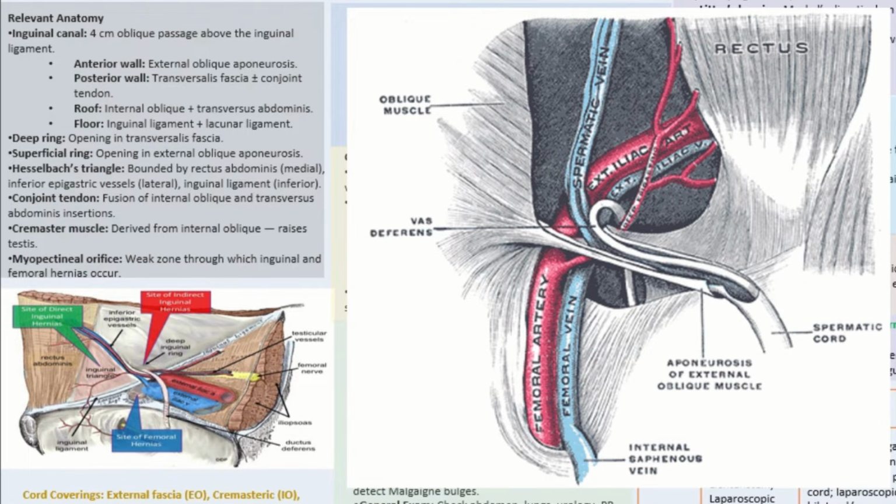Then, as the testicles go through, they are connected by a spermatic cord from the outside to the inside, and this spermatic cord is going to have certain structures that we're going to look at. It is going to have certain coverings, and we shall also look at the contents of the inguinal canal.